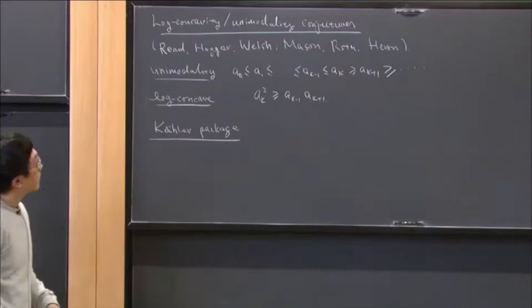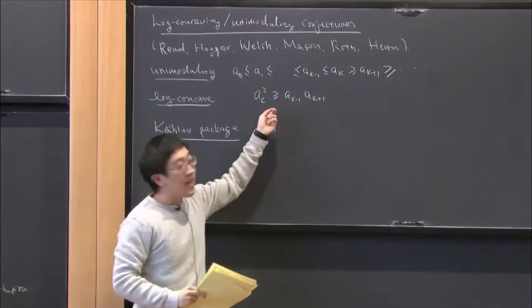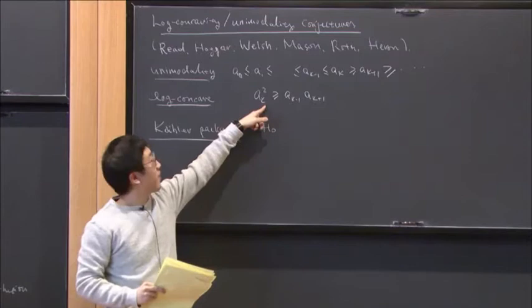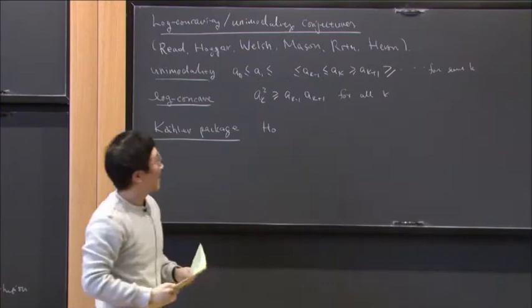Here, of course, if you have a sequence like a_i, then you say that sequence is log-concave if this inequality holds for all index k. Not the same k. So this is for some k. This is for all k.